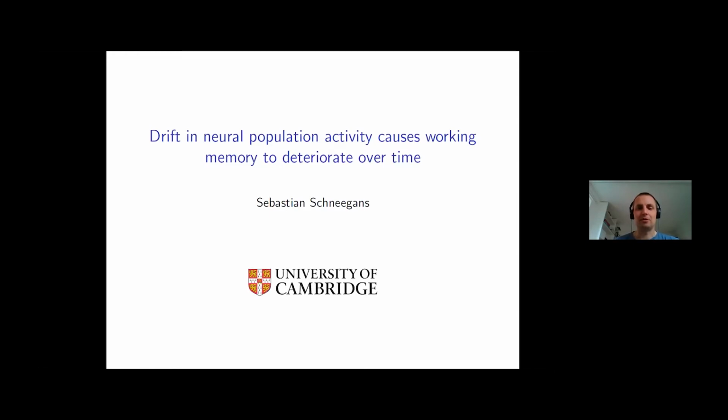And also doing behavioral testing, so testing people on their working memory performance and working memory behavior. And using that to some extent also to test or confirm predictions from the dynamic neural field models, or phenomena that we would expect from these models. And today I'm going to talk about one example of such a project, which addresses drift in neural population activity as a cause for a deterioration of working memory over time.